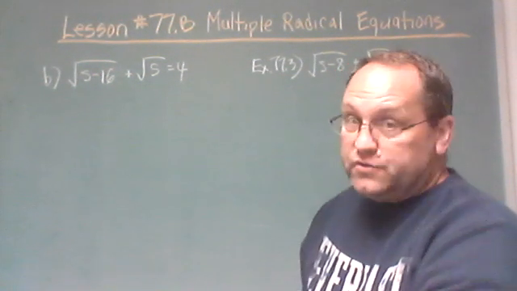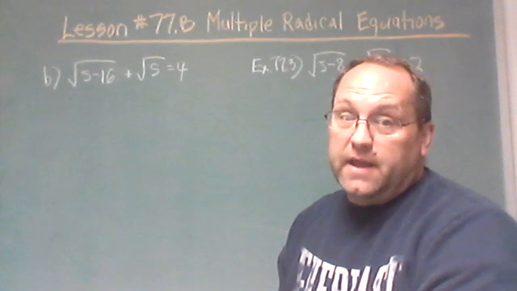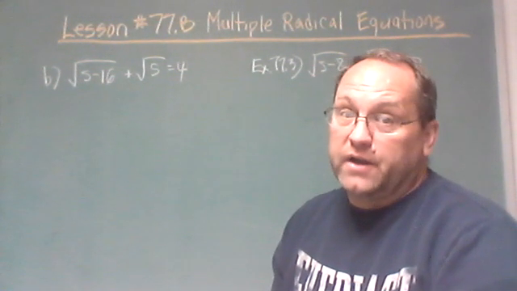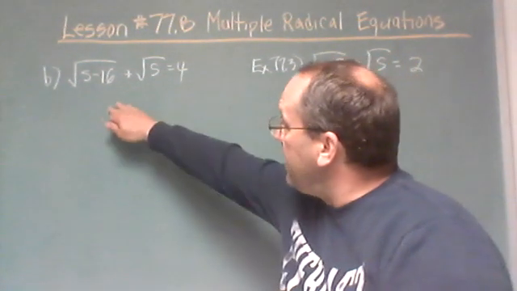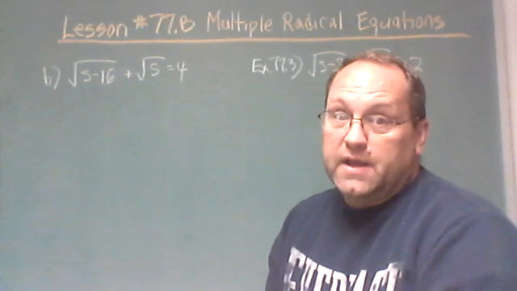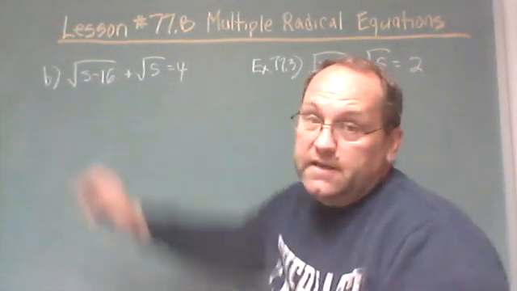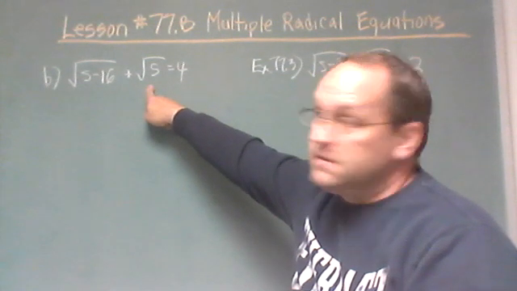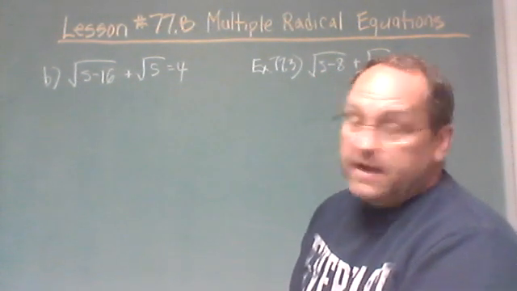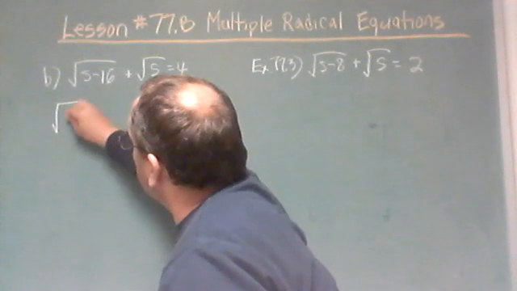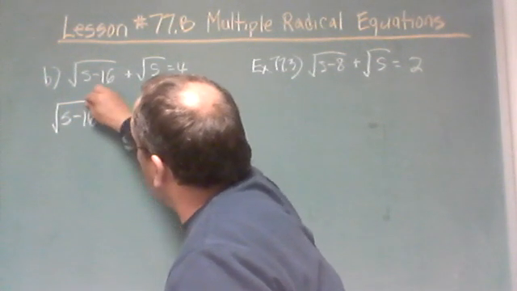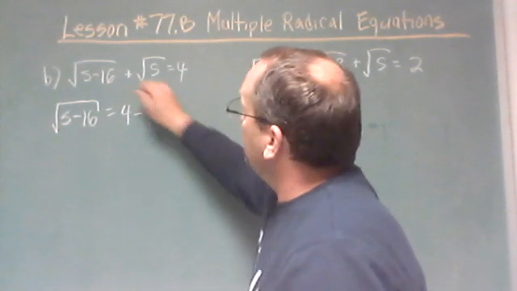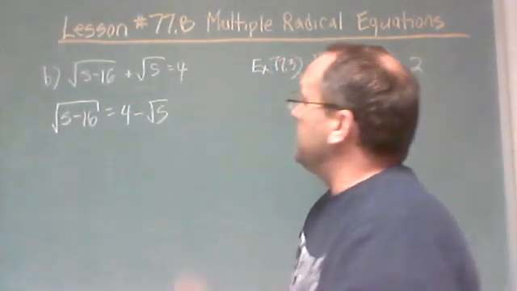Well, the drill is the same as yesterday. We isolate the radical symbol on one side and we perform the operation to get rid of that symbol. Now in this case we have two of them. So which one do we isolate? Typically you will isolate the most complex one first. So this only has a square root of s. This has an s minus 16, so we're gonna isolate that one. Okay, the square root of s minus 16 on one side. We're gonna take everything else to the other side. It's gonna be 4. We're gonna subtract the square root of s from that side and the other side.